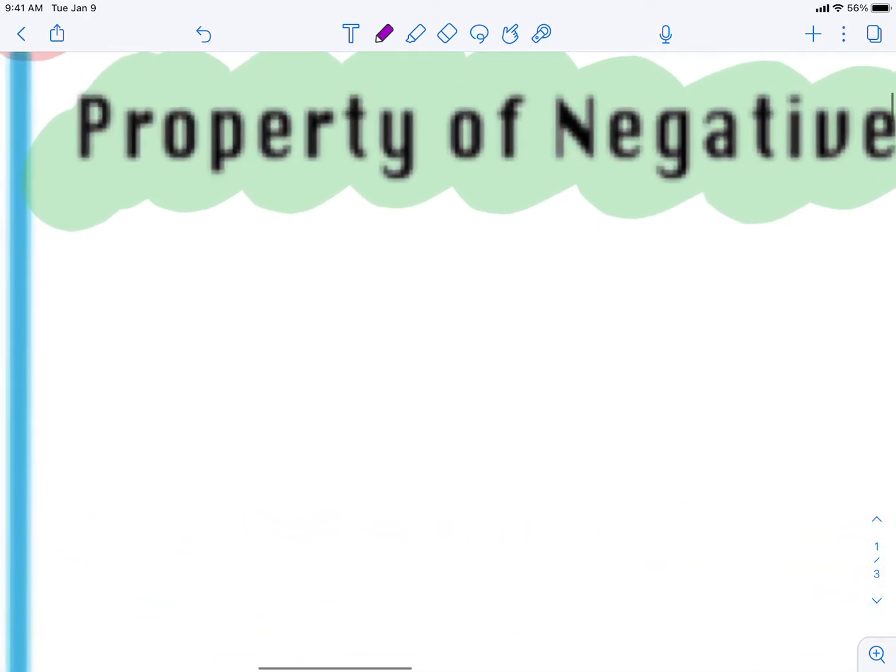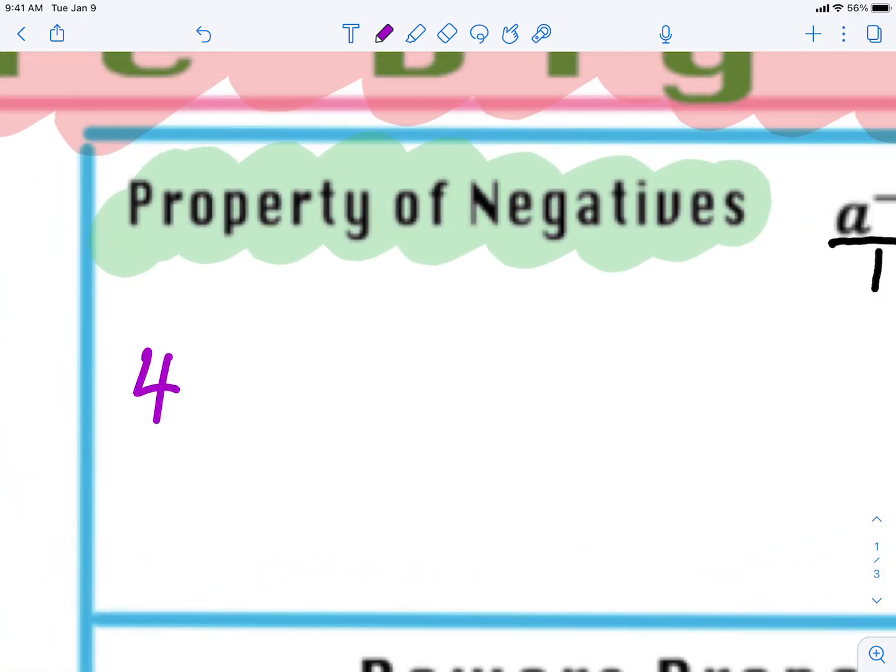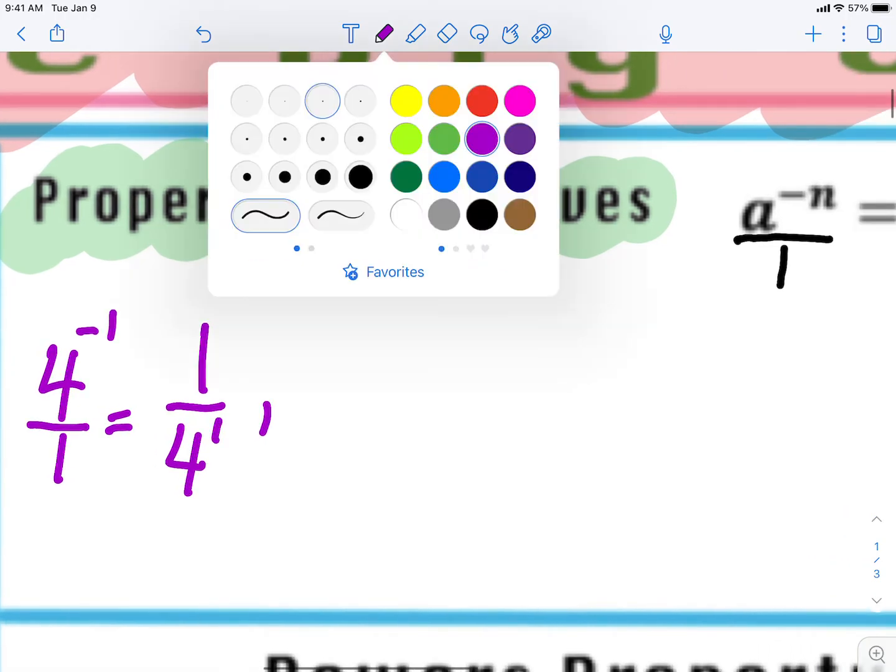For example, if you have 4 to the negative 1, and somebody told you I need that to be a positive exponent. What you do is you put a 1 under it, and you make another fraction. Now this 4 to the negative 1 is going to go down here, and is going to become 4 to the positive 1. And here in this empty spot, you just put a 1. Let's do another example.